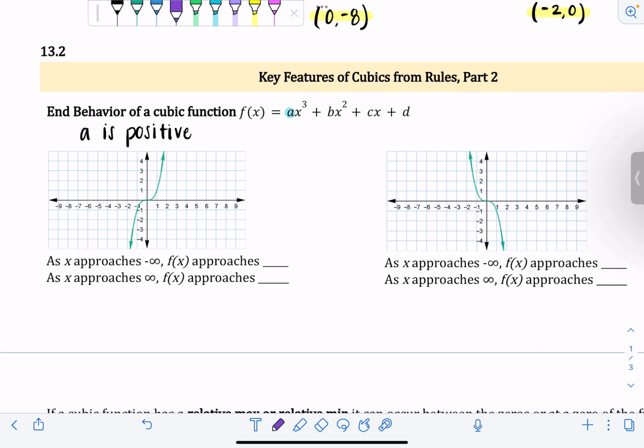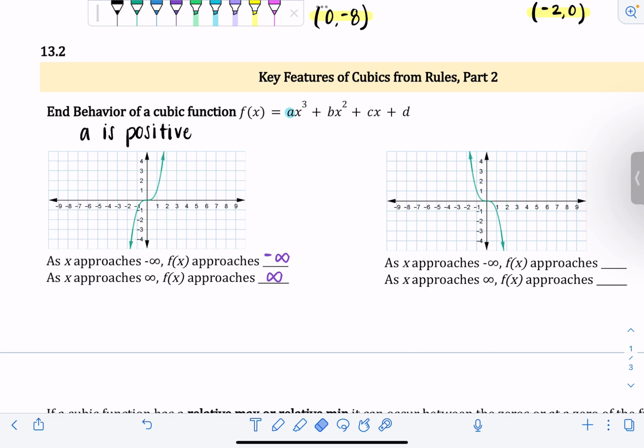So for end behavior, as x approaches negative infinity, that's the left side of the graph, f of x approaches... On the left side of the graph, it goes downward. So f of x approaches negative infinity. And then for the next line, as x approaches infinity, that's the right side of the graph. The right side of my graph finishes upward. So f of x approaches positive infinity. When you're writing end behavior for a cubic, these should always go in a different direction because a cubic function's tails will always go in different directions.